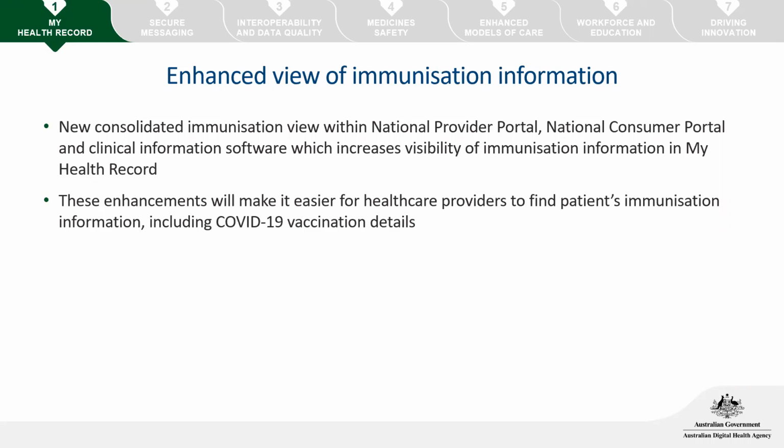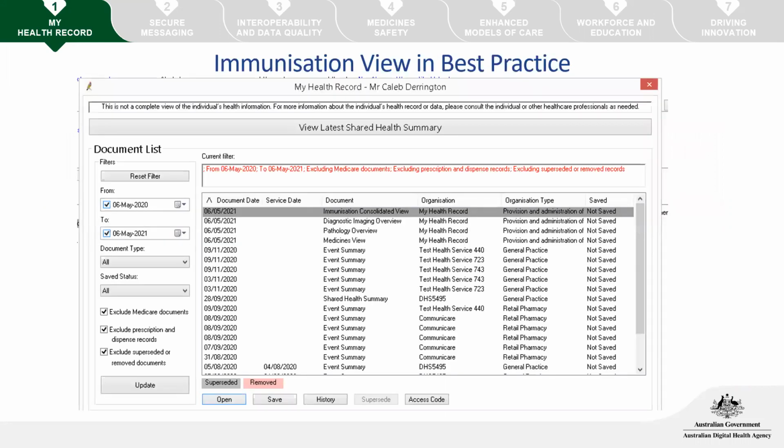Unfortunately, our simulated environment is not ready in time for me to demonstrate this live, but I do have screenshots of what this would look like if you were to access it in your system. Particularly for Best Practice and Medical Director. So for Medical Director, I've got here a similar document list to what you would have seen earlier, and the new view should come up under Immunisation Consolidated View here, and I believe it should come up immediately without you having to make any changes to the filter options.